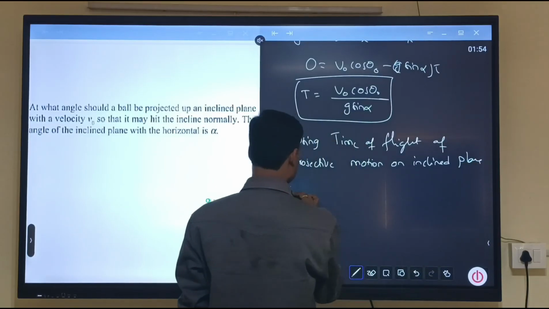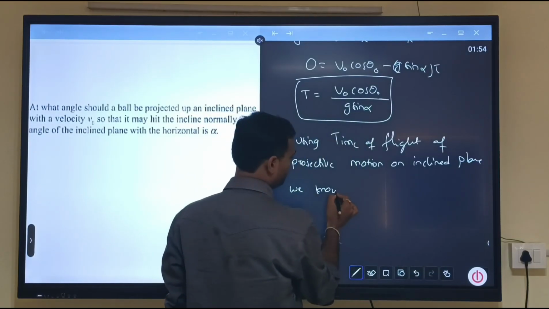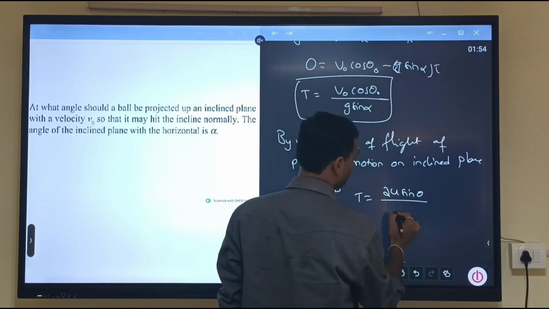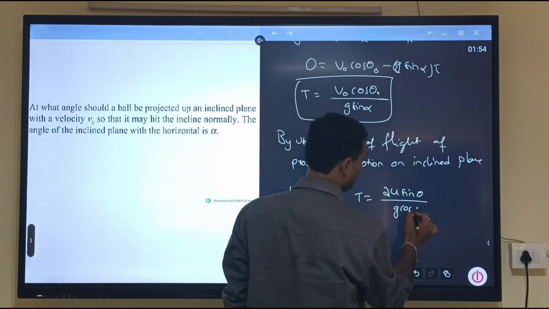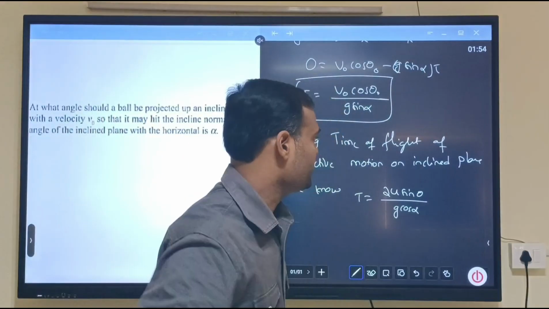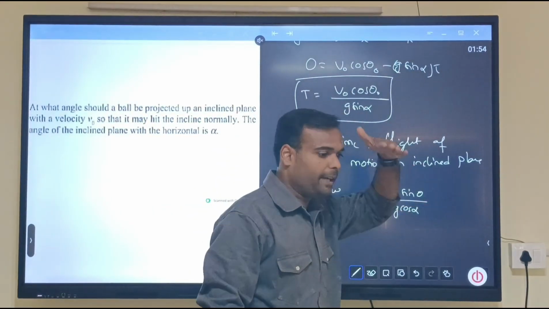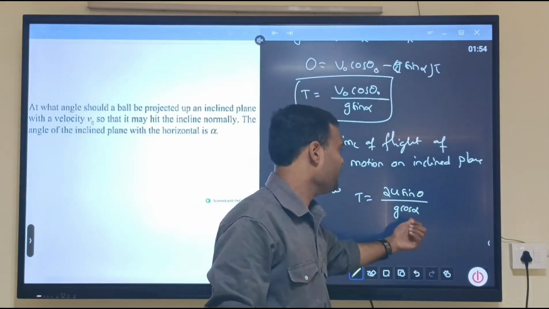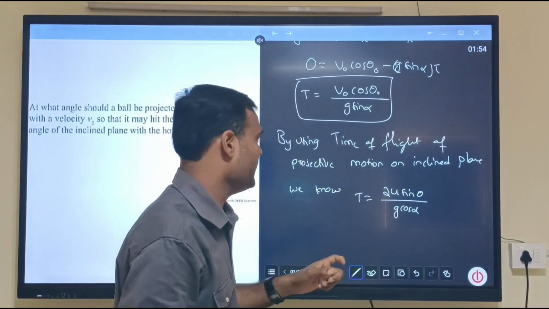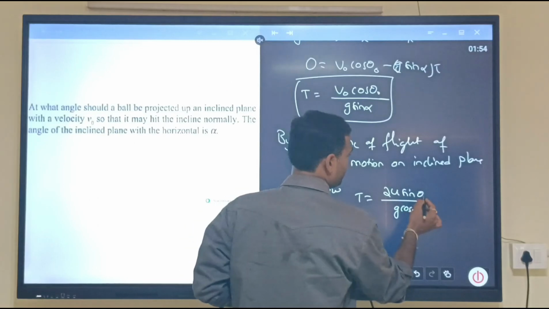Like we know, T is equal to 2u sin theta by g cos alpha. This is what we have seen in the concept. But remember, in the place of theta there might be alpha, and in the place of alpha there might be theta not. So you have to keep this in your mind. Don't get confused here, right?